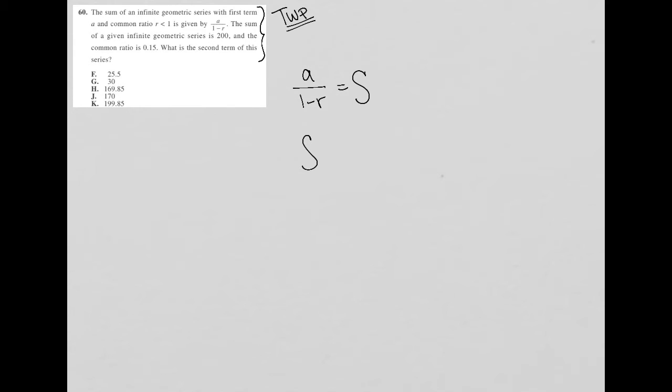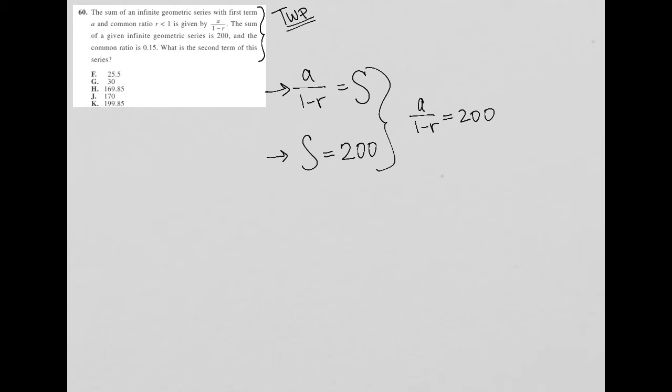So is means equal, so I know that S is equal to 200. Well, if A divided by 1 minus R is equal to S, and S is equal to 200, then that means I can say that A divided by 1 minus R is equal to 200.